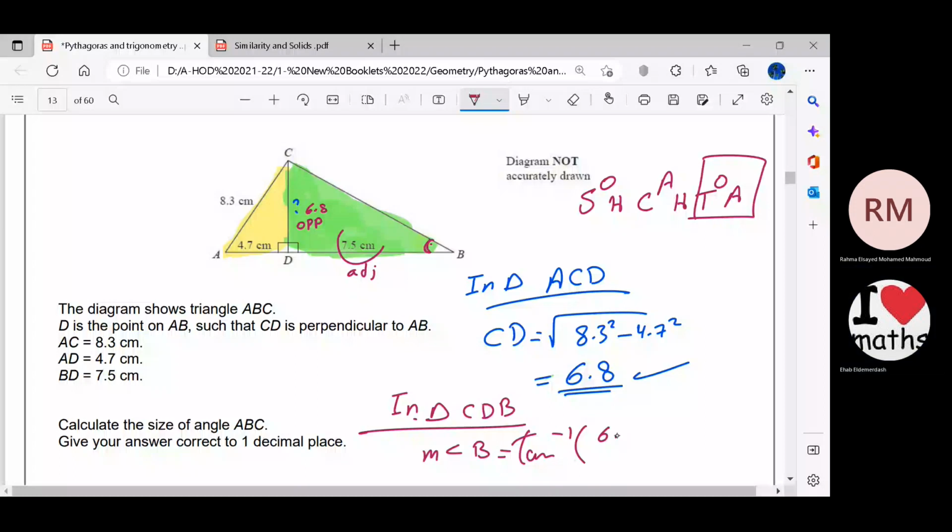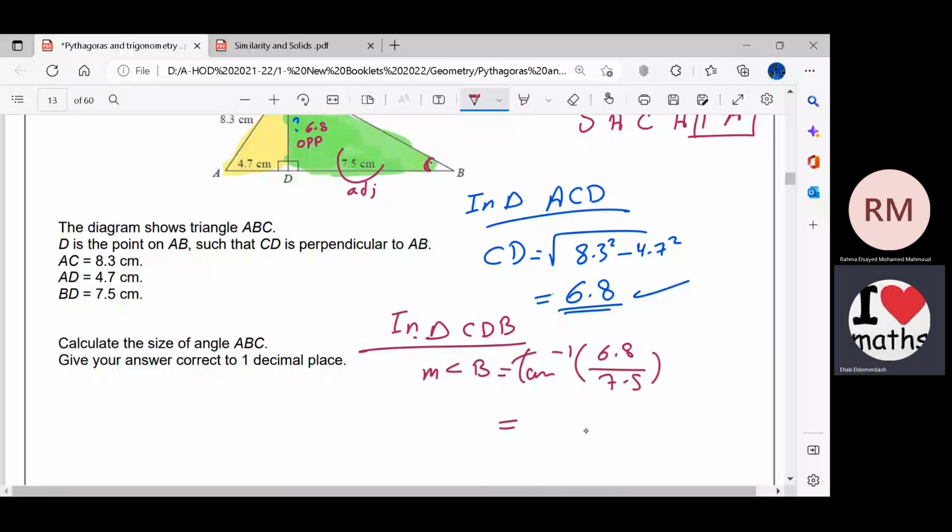So 42.2 degrees. Okay, yeah, let's try to do another question. All the questions which are one-step questions are easy. This question is too lengthy, too lengthy one.